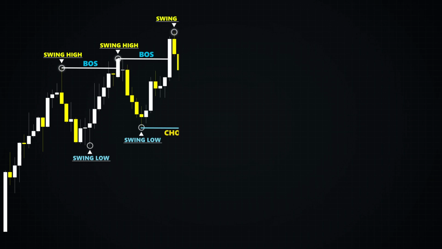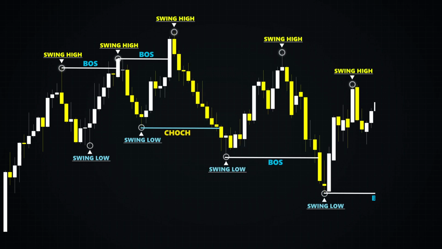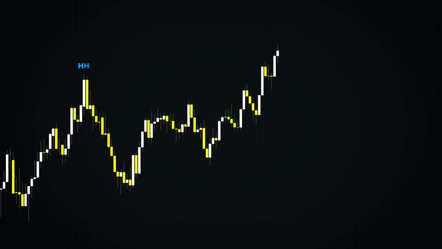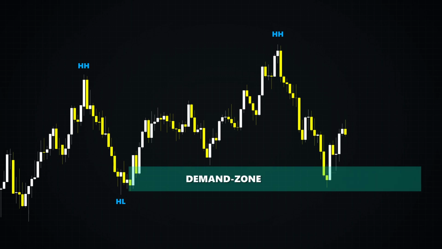It's easy to spot a swing high or a swing low, but the real question is, will the trend continue or is it about to reverse? That's where 2 simple tools come in: break of structure and change of character. Let's start with break of structure. Imagine the market is in an uptrend. Price is making higher highs and higher lows. Then price pulls back a little and pushes higher again, breaking the last high. That's a break of structure.